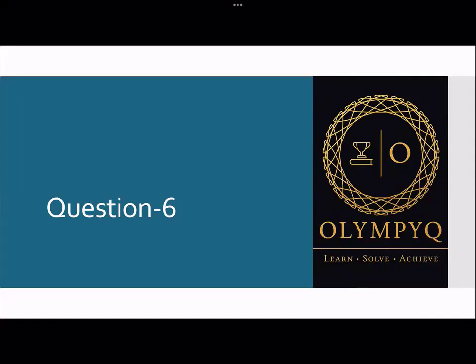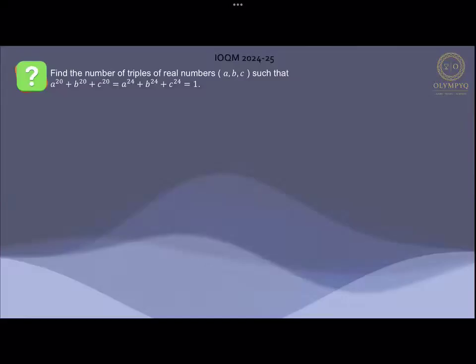Hello students, this is question number 6 of IOQM 2024-2025. The question says: find the number of triples of real numbers a, b and c such that a^20 + b^20 + c^20 = a^24 + b^24 + c^24, and this is equal to 1.